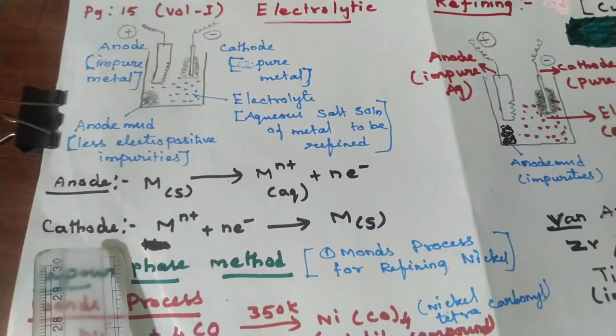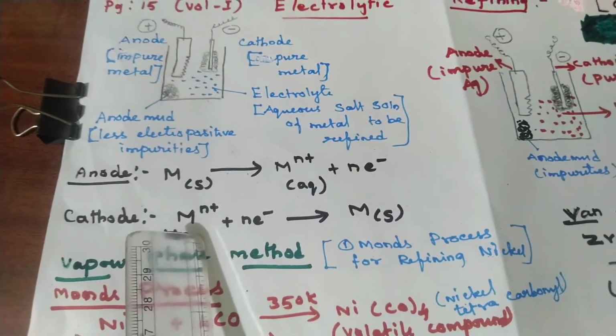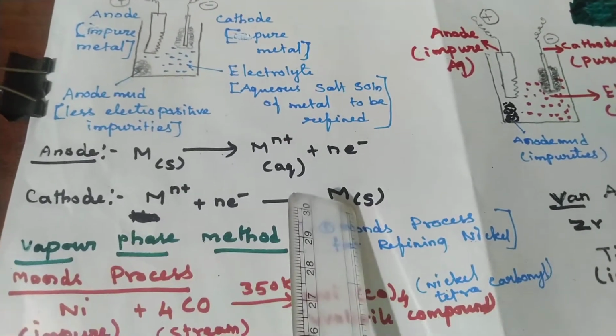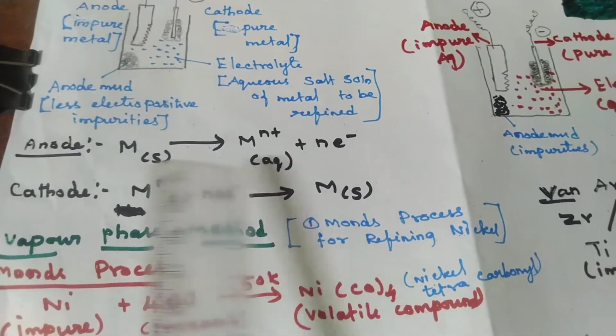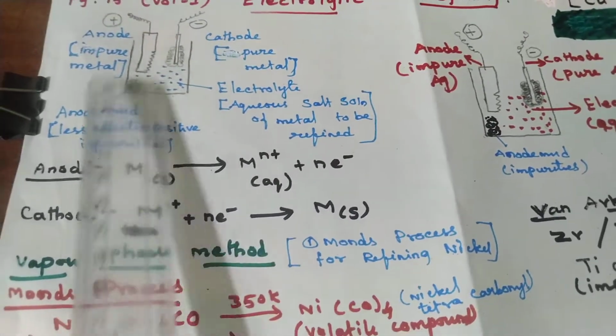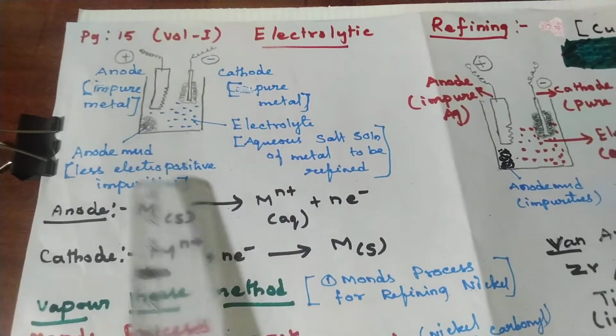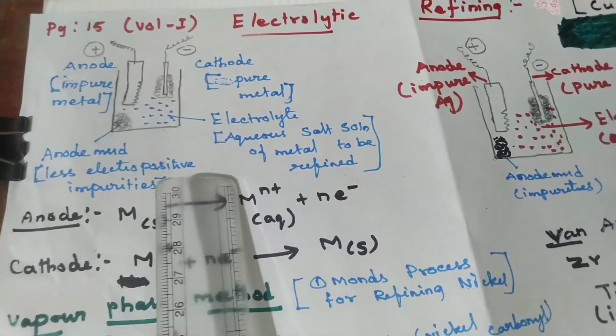Here you see the cathode reaction. The metal ions from the electrolytic solution gain electrons and convert into the solid form of metal. So this is the basic concept used in the electrolytic refining, or electrolysis process, of metal.